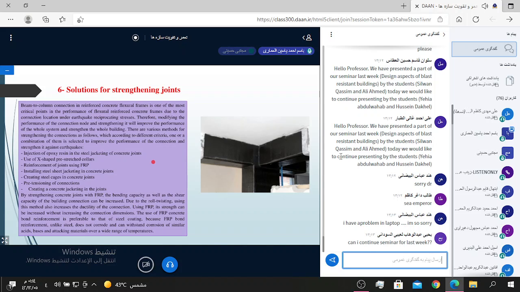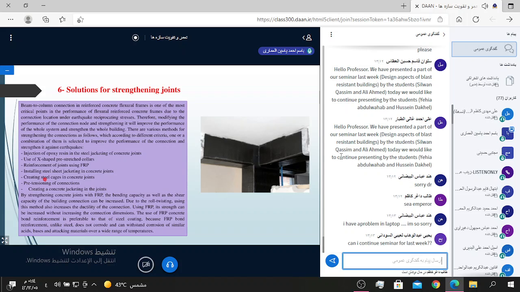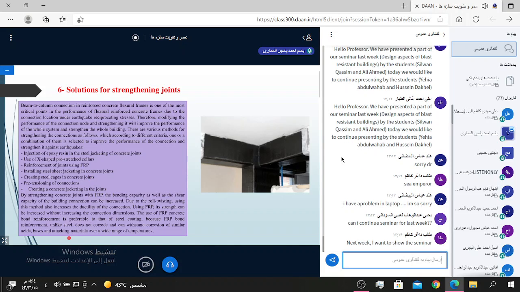Injection of epoxy resin, steel jacketing of the concrete joint, using X-shaped pre-structured collars. Reinforcement of the joint using FRP, like this picture. Existing steel sheet jacketing, steel cages in the concrete joint. Penetration of connection. Concrete jacketing and joint strengthening.